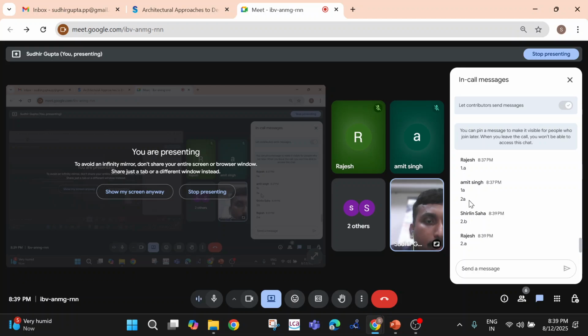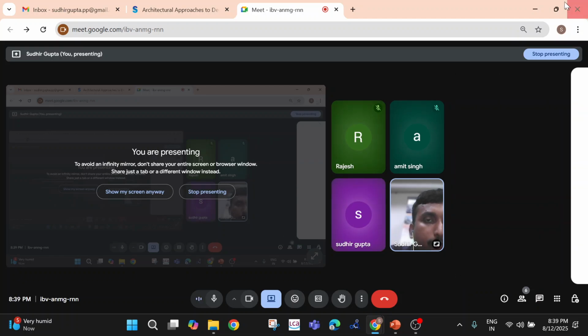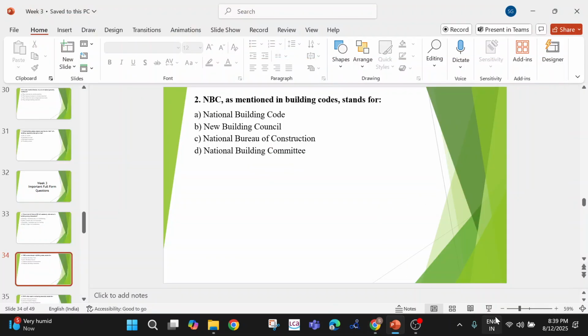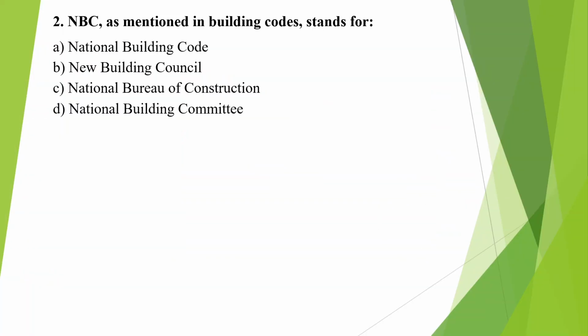So 1A, 2A. Achha, 2A has been marked by Amit, 2B by Celine, 2A by, so most of you have answered 2A. Only one has answered 2B. So this NBC stands for National Building Code. Option A. Whoever has marked option A is absolutely correct, and whoever was not able to mark or recall it correctly, correct yourself: NBC refers to India's National Building Code.